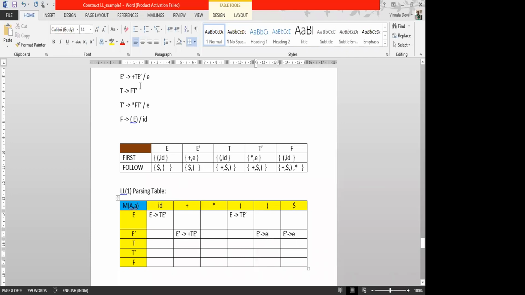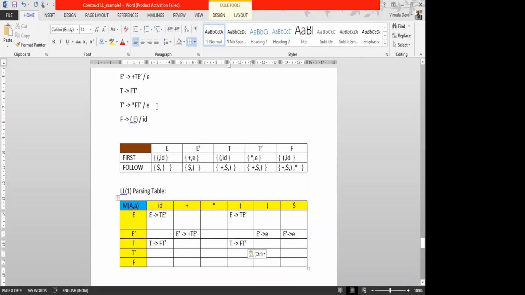Okay, now let's move on to the next rule. T derives FT dash. Where do you fill this rule T derives FT dash? Into the first set of T. So where can I write? T comma id, I should fill the rule T derives FT dash. Again T comma open parenthesis. There also I have to fill the rule T derives FT dash. I hope you had understood this. Now let us move on to the next rule.